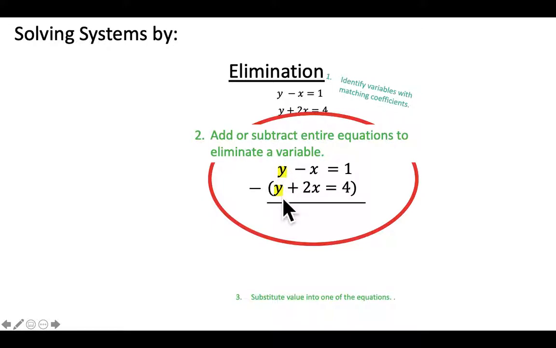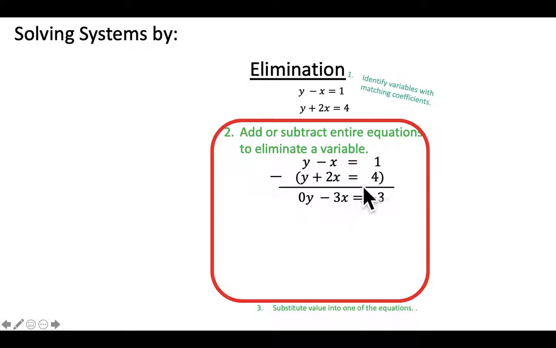So y minus y is clearly 0. Minus x minus 2x will give you a 3x, and 1 minus 4 will give a negative 3. So subtracting these two equations gives us the equation 0y minus 3x equals negative 3. Take a minute to look at that if you need to. Stop the video and make sure that that makes sense if you need to.